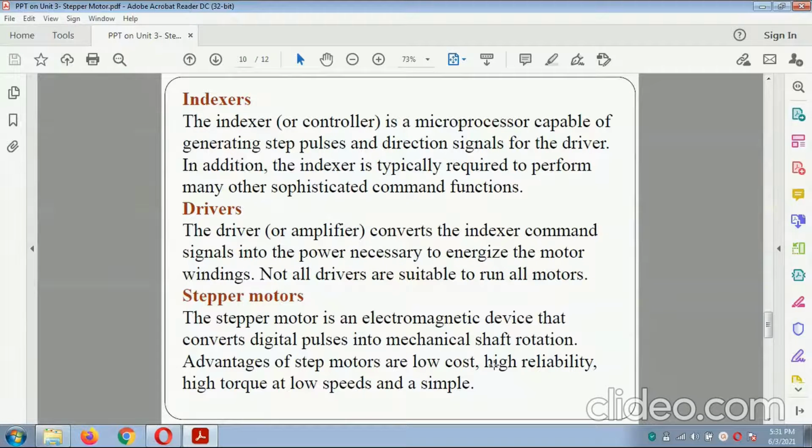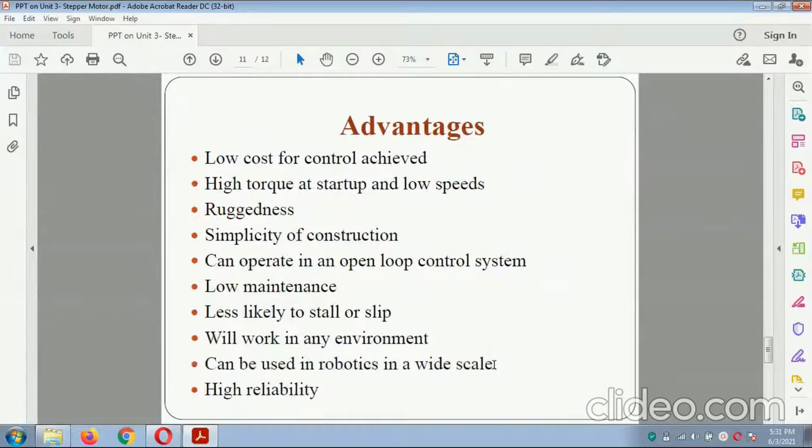Stepper motor. The stepper motor is an electromagnetic device that converts digital pulses into mechanical shaft rotation. Advantages of the step motor are low cost, high reliability, high torque at low speed, and simplicity in construction. The advantages: low cost for control achieved, high torque at startup and low speed, ruggedness, simplicity of construction, can operate in open loop control system, low maintenance, less likely to slip, will work in any environment, can be used in robotics on a wide scale, high reliability.